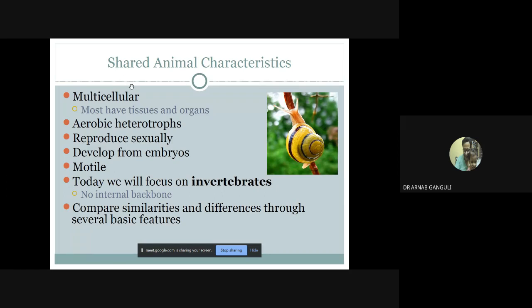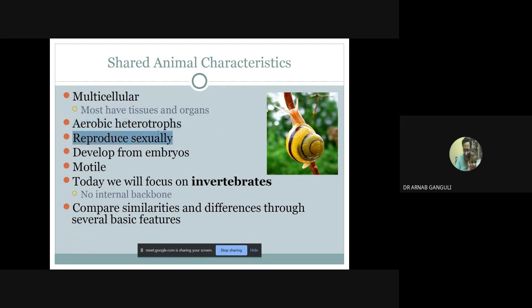So first, let me start with a few of the shared animal characteristics. What characters do animals have in common? Most of them are multicellular. Most of them have tissues and organs. They are aerobic heterotrophs. That is, they need oxygen for their survival, and as heterotrophs they are dependent on other organisms for their sustenance.